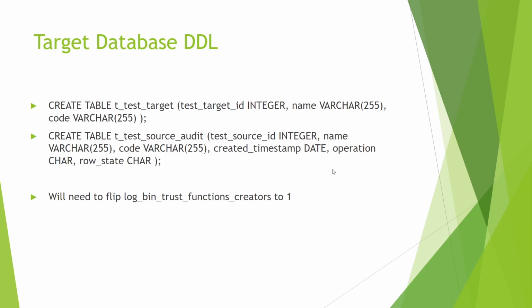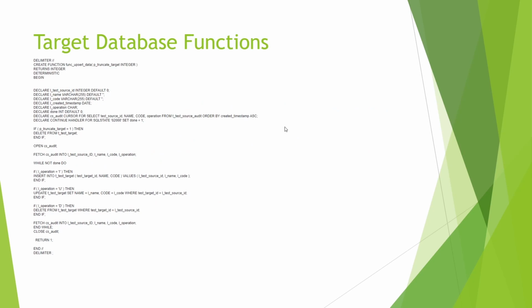And then our target database DDL is very similar to the source DDL, as they are sibling databases. We'll also have to flip the log_bin_trust_function_creators flag to 1. That's because binary logging is enabled by default on the Azure Platform, so we need to force it to trust us as the creators to deploy the function call.